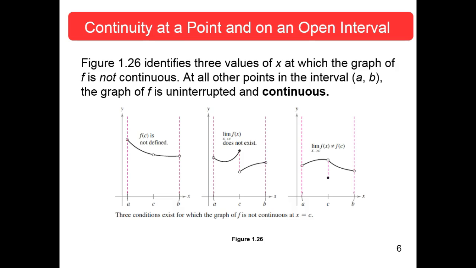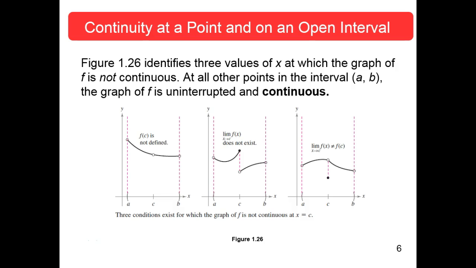Because it's tooling along here, continuous everywhere, and then all of a sudden jumps down here again, just for one point, and then jumps back up here and continues tooling along. Okay? That's discontinuous at C. It can be discontinuous at C because it's not even defined there.